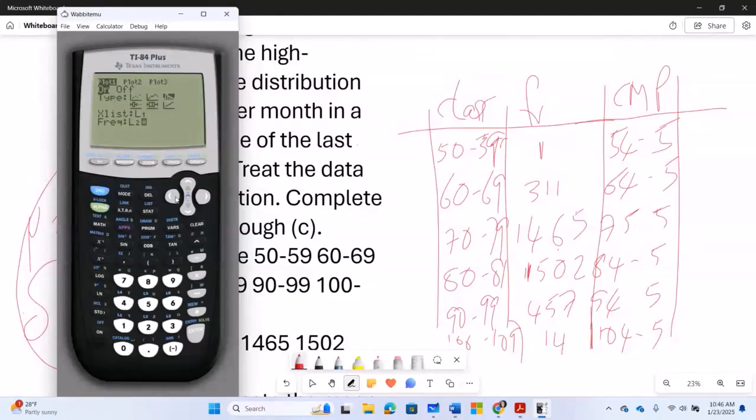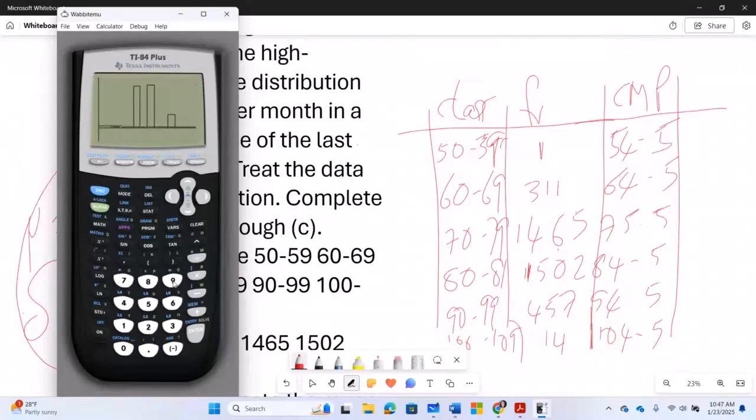Now I'm going to draw a rough sketch by pressing zoom 9. Remember, whenever you click zoom and your calculator gives you this argument, you have to exit to the main screen. So now I'm on the main screen, and what I'm going to do is zoom 9.